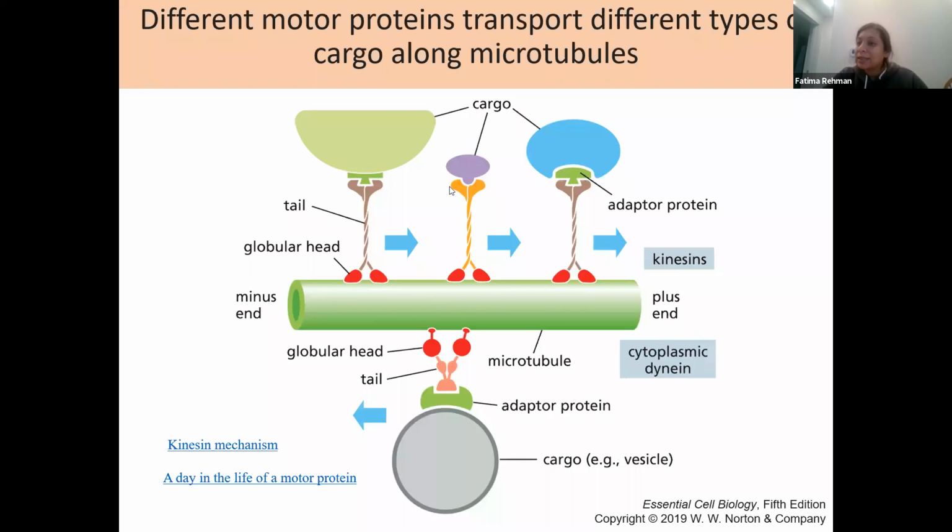So sometimes, yes, the cargo binds directly to the motor protein. Other times we have adapter proteins that then bind to the cargo in turn. And they allow a little bit more flexibility in what gets bound to the motor protein at the end of the day. And also allows larger molecules like big vesicles to be carried by these motor proteins without a problem. So those are the two different ways that you can move cargo. Okay.